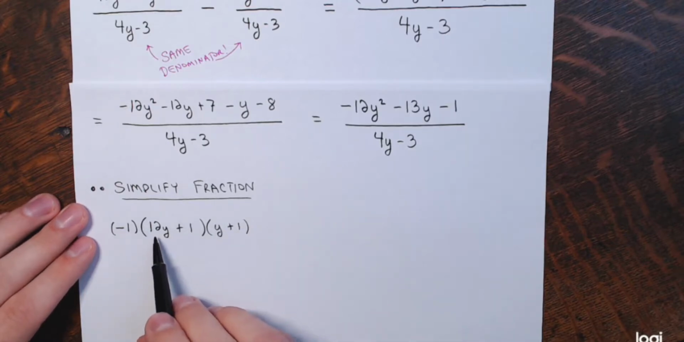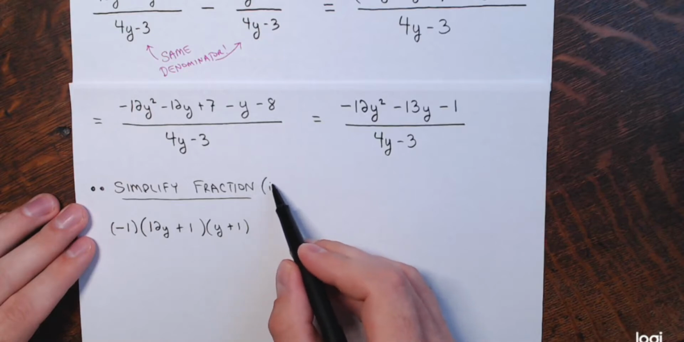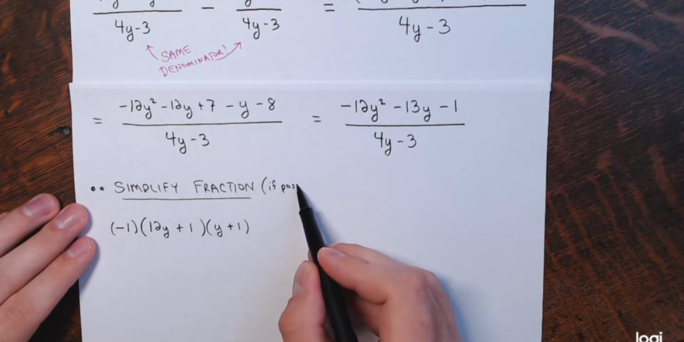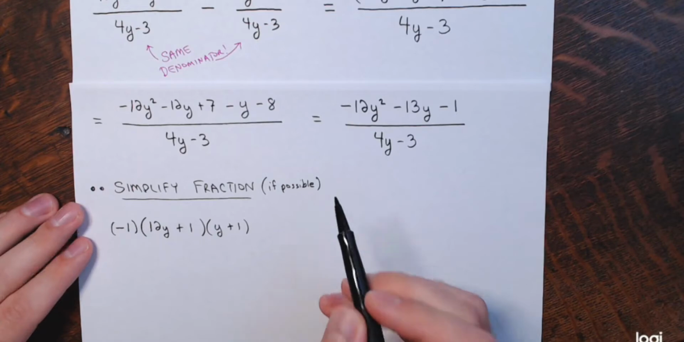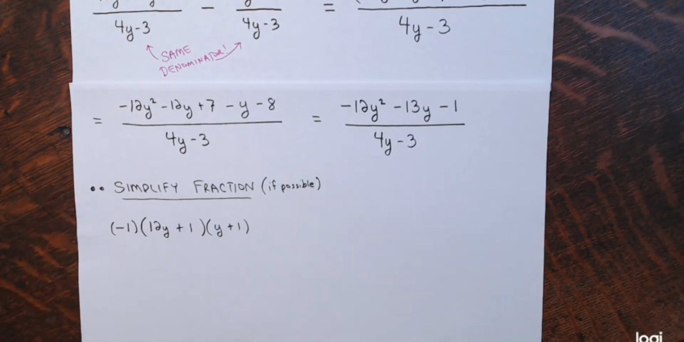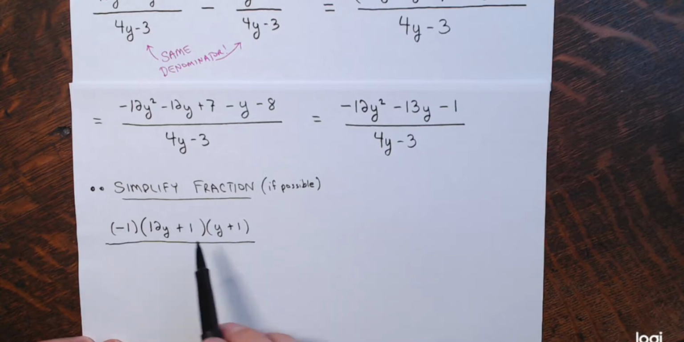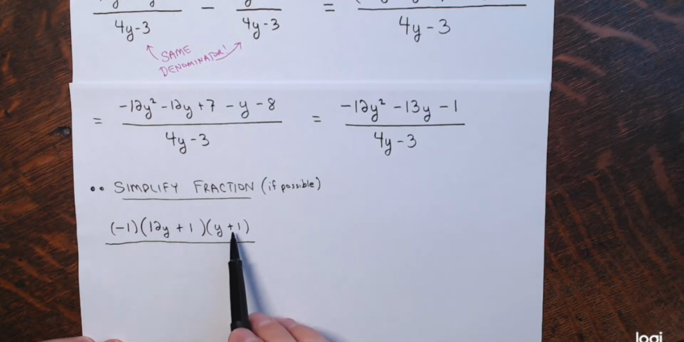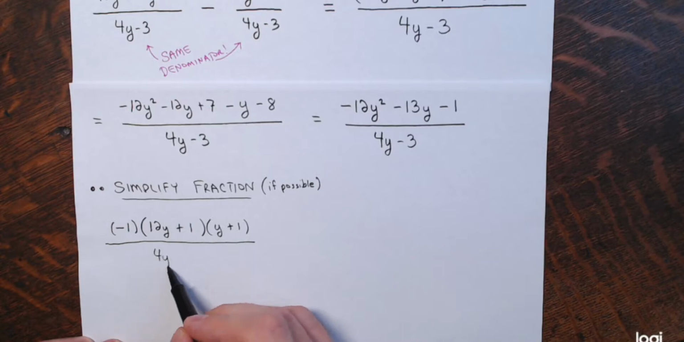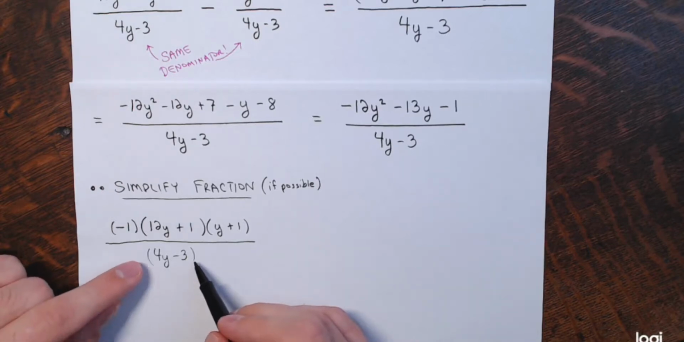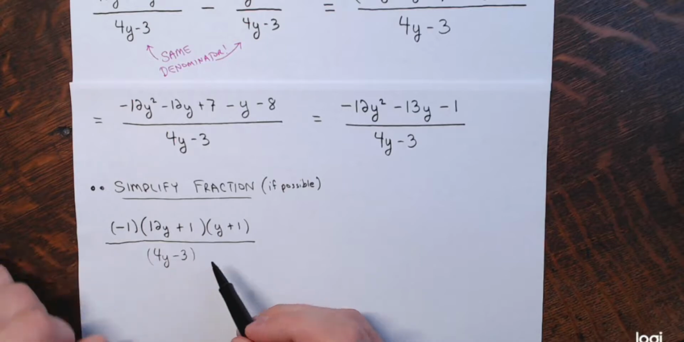And I'll say simplify fraction, if possible, because it might not be simplified. It might already be as simplified as possible. So yeah, multiply these together, you'd get 12y squared plus 13y plus 1. So there's the factors of the numerator, negative 1, 12y plus 1, y plus 1. And the denominator is just 4y minus 3. That doesn't factor any further. And since it's its own factor, it has multiple terms, I'll put parentheses around it.